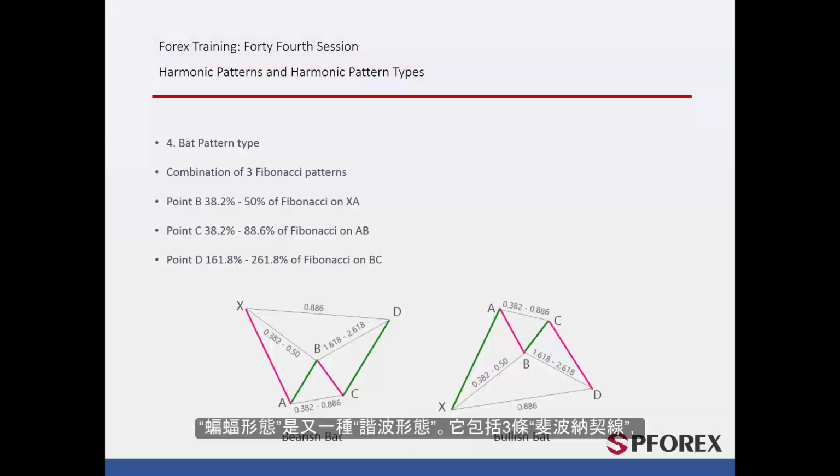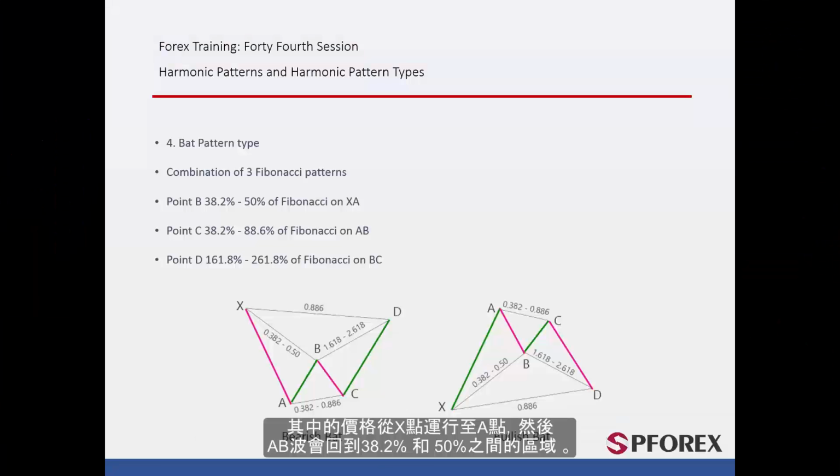A bat pattern is another harmonic type with 3 Fibonacci patterns. Price starts its movement from X to A, then a B swing would return to this region between 38.2% and 50%. Trend returns from B to point C, which is between 38.2 and 88.6% of Fibonacci AB. The final swing from C to D has an opposite direction to BC.